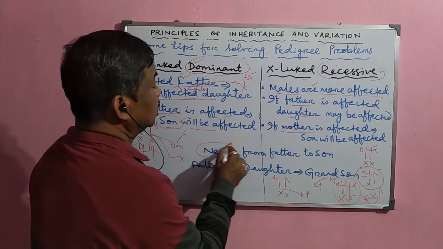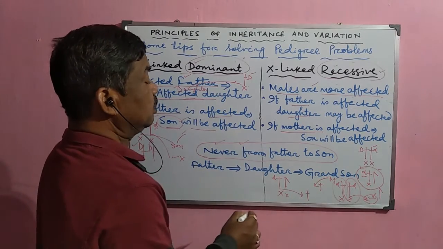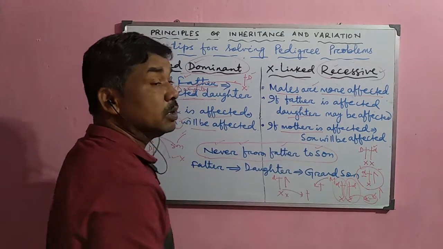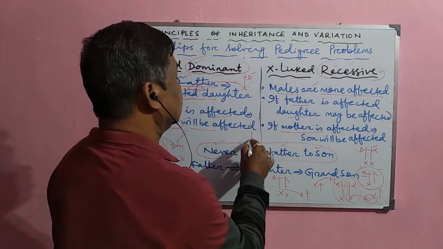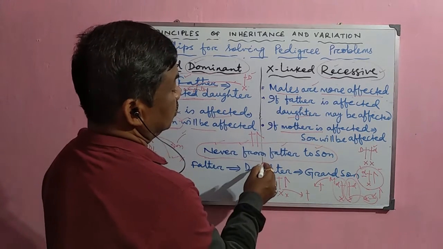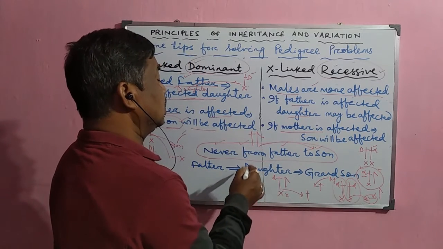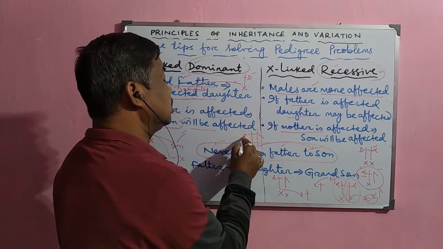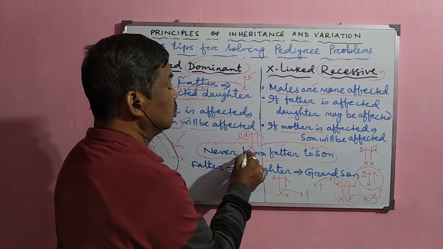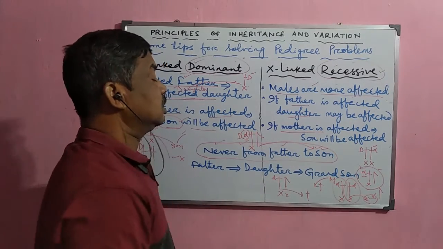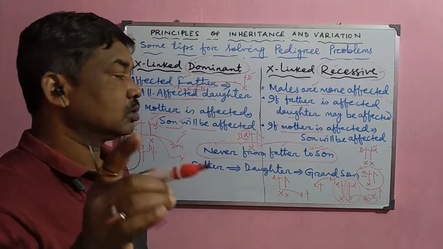Now, another important thing about allosomal disorders is that they never transmit from father to son. If the father has this problem, it must be in the X chromosome, not in the Y chromosome. To the son, normally the Y chromosome is transmitted. So if the defective gene is there, in either recessive or dominant form, this X chromosome will never go to the son. So allosomal disorders normally never transmit from father to son.